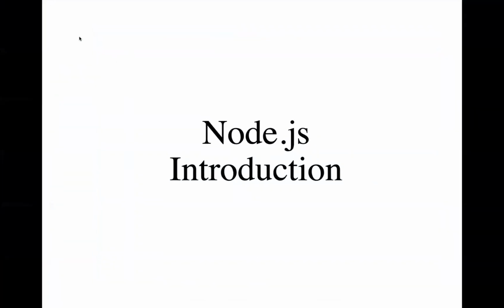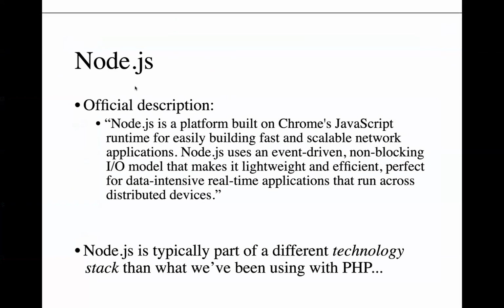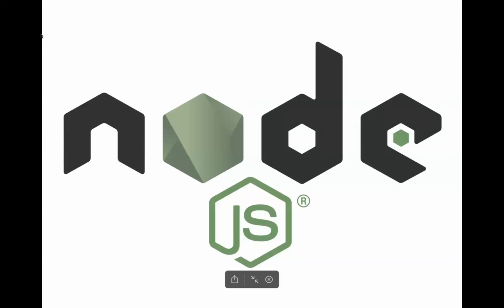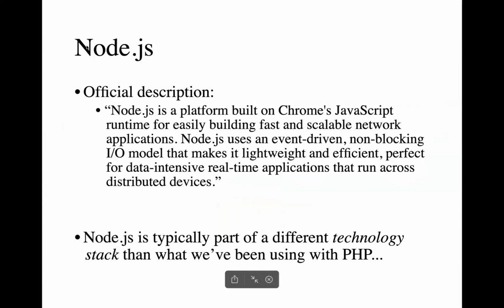All right. So Node.js introduction. So it says here, Node.js is a platform built on Chrome's JavaScript runtime for easily building fast and scalable network applications. Node.js uses an event-driven, non-blocking I/O model that makes it lightweight and efficient, perfect for data-intensive real-time applications that run across distributed devices. So guys, what it does here, it allows us to use server-side coding to do server-side things.